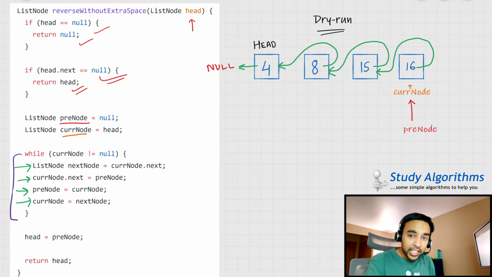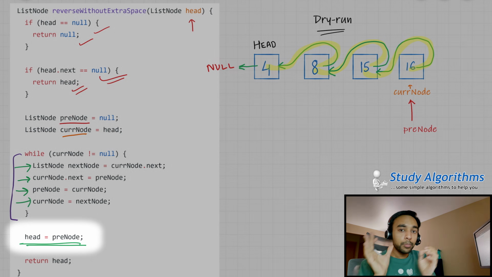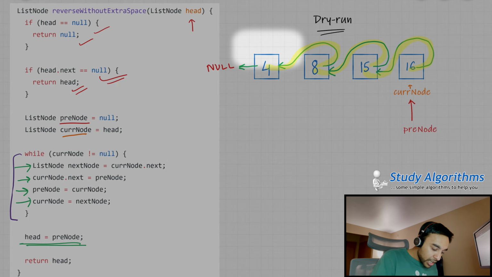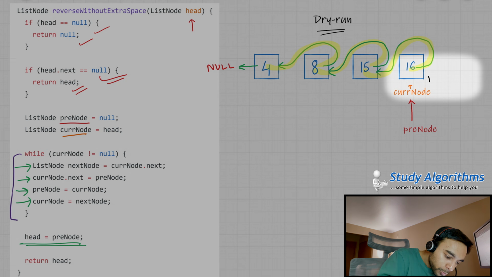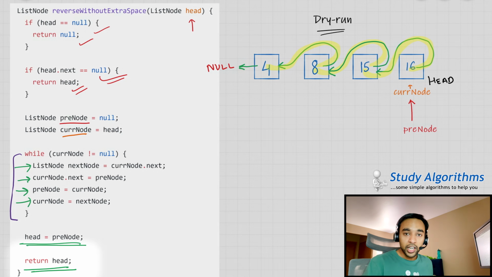You see that the list has now been reversed, right? You start from 16, then go to 15, then 8, and then 4, and then eventually null. But our head is still pointing at 4, and without a head, you cannot traverse the list, right? So, just as a final step, what I do is I change my head to previous node. So, this will update the value of head from original position to my new position. And then I will return this new head.